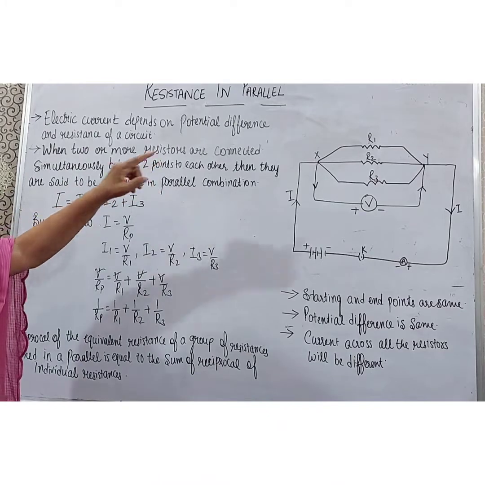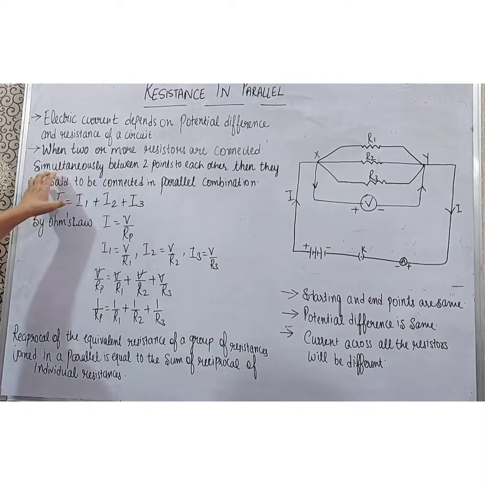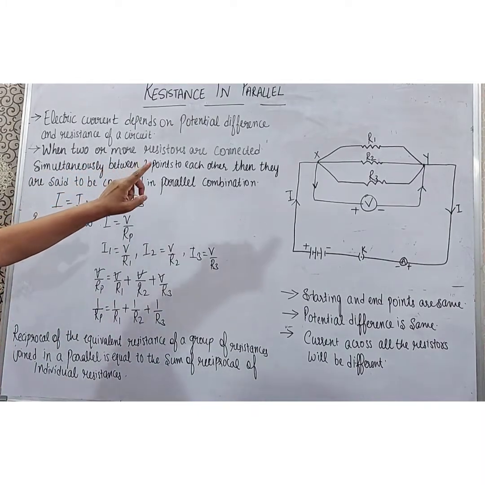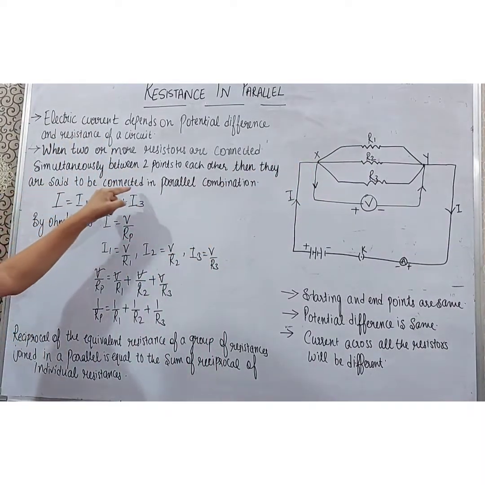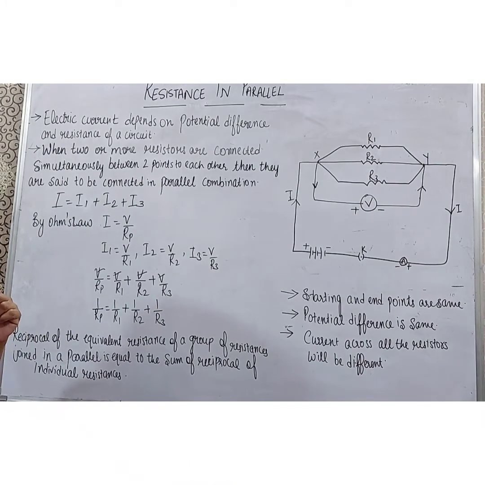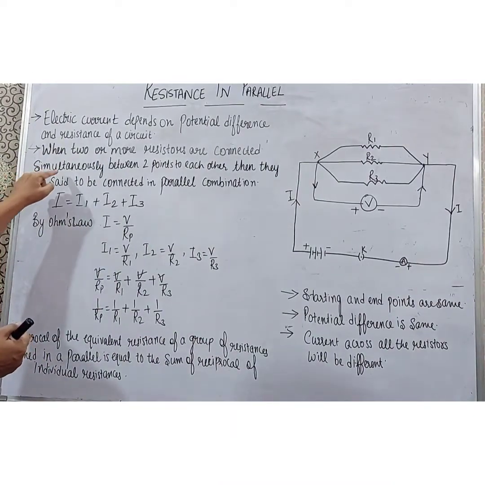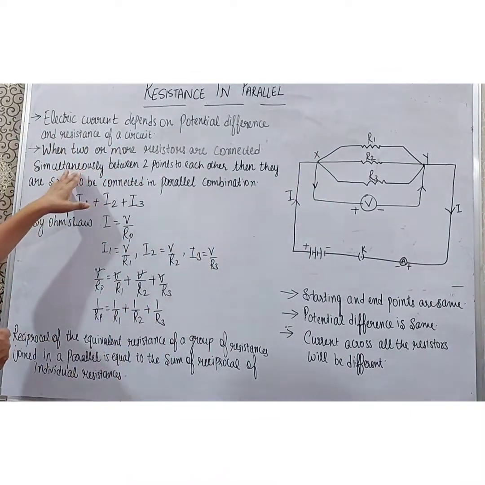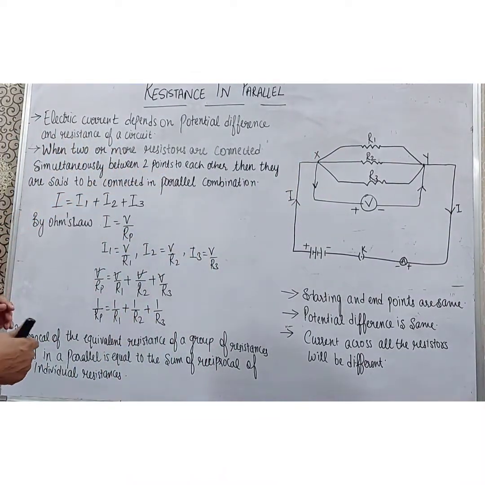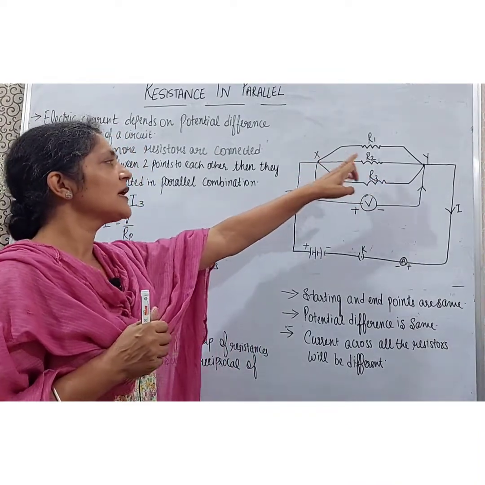When two or more resistors, and the number can be many, are connected simultaneously between 2 points, to each other, then they are said to be connected in parallel combination. They must be connected between the 2 points. Here the 2 points are X and Y.